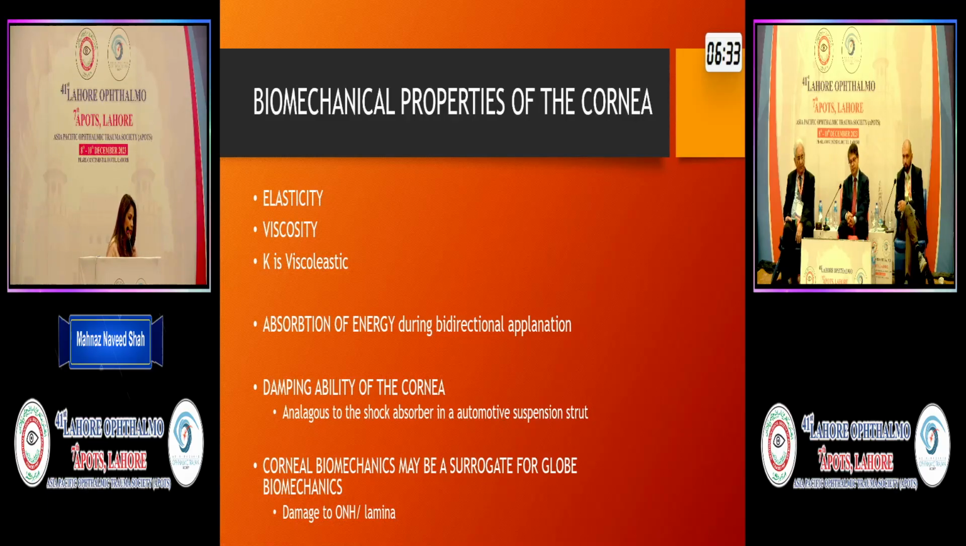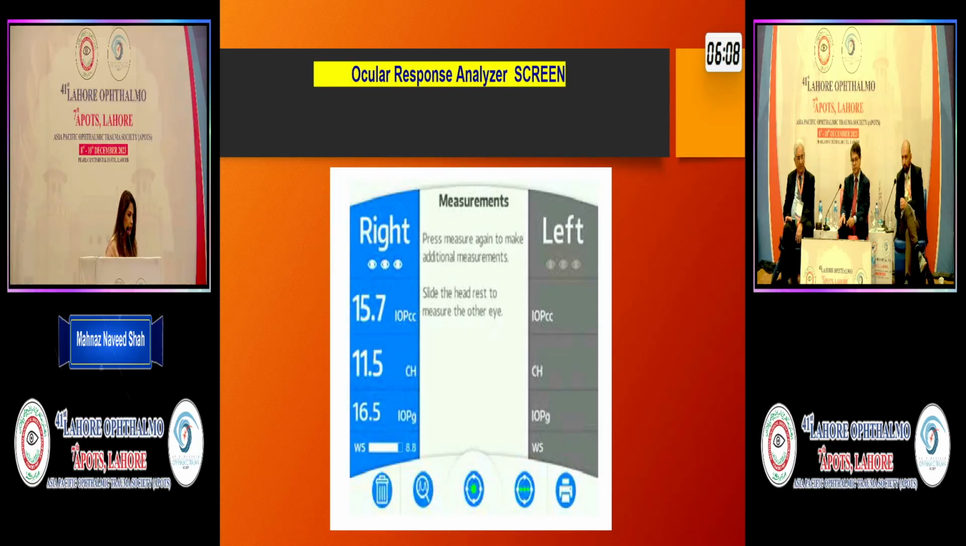Corneal biomechanics can be used as a surrogate for globe biomechanics. And this suggests, and the data is very clear on this, that if you have a low corneal hysteresis value, the damping ability of the cornea, the shock absorbing ability of the coatings of the eye, is decreased. So pressure variations and elevations of pressure seem to be more damaging to the lamina cribrosa as well as to the optic nerve head.